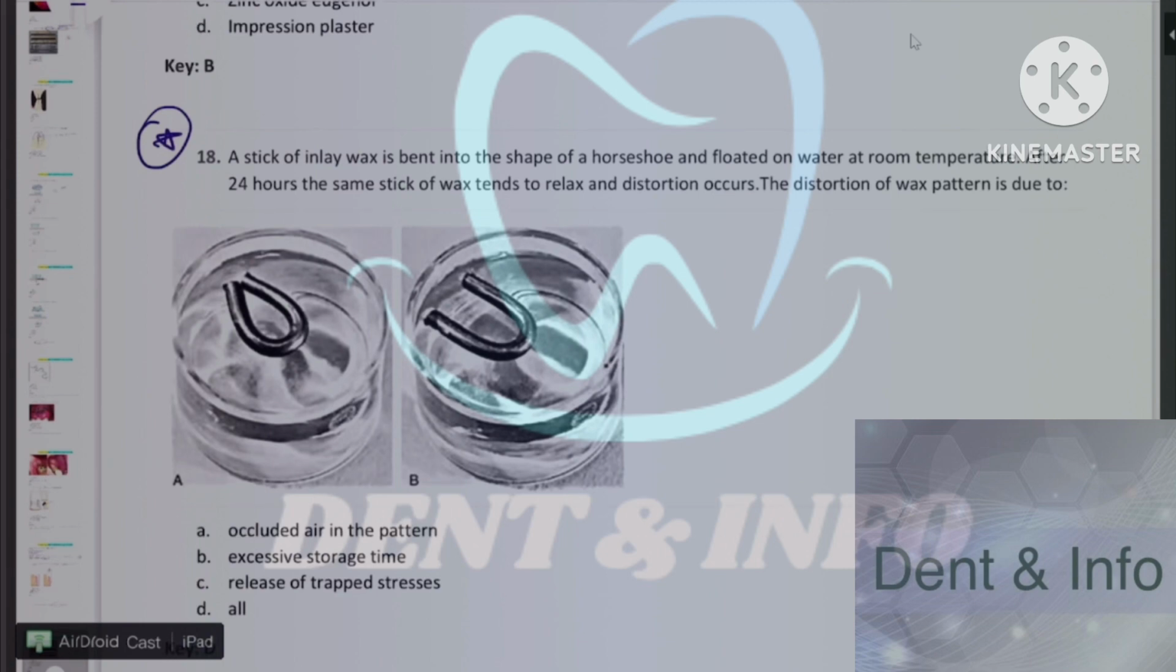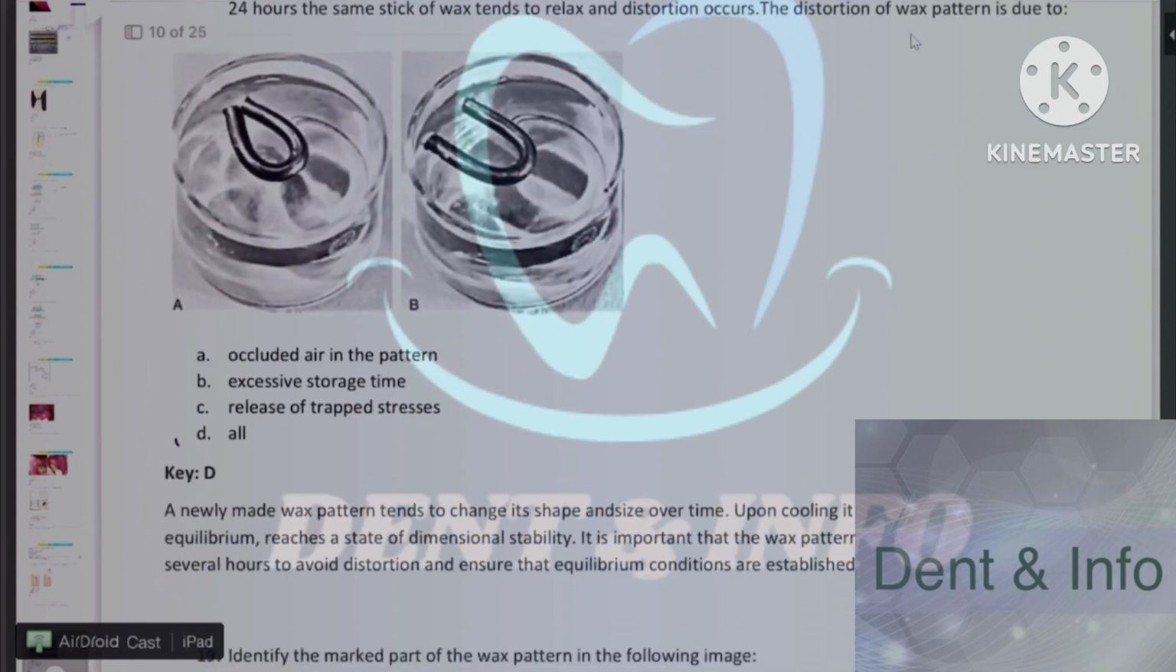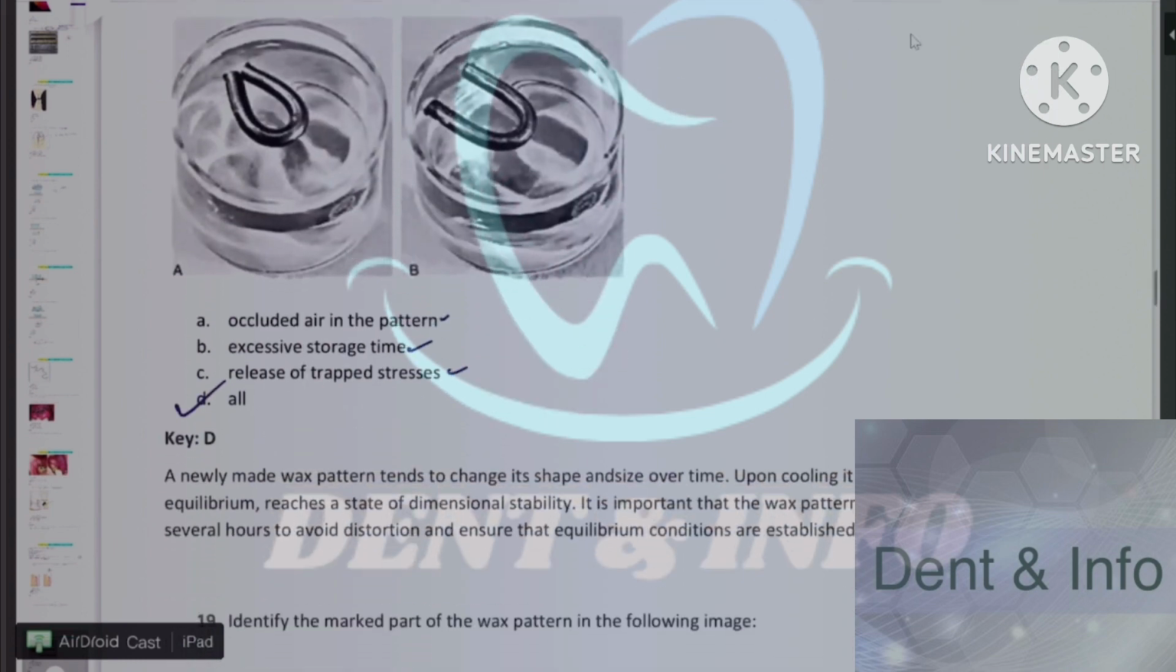came in 2023. A stick of inlay wax is bent into the shape of a horseshoe and floated on water at room temperature. Remember, inlay wax. After 24 hours, the same wax tends to relax and distortion occurs. The distortion of the wax pattern is due to all of the following: occluded air in the pattern, excessive storage time, release of trapped stresses. But the question in the exam was, a newly made wax pattern tends to change its shape and size over time. Upon cooling, it contracts and after attaining equilibrium reaches a stage of dimensional stability.